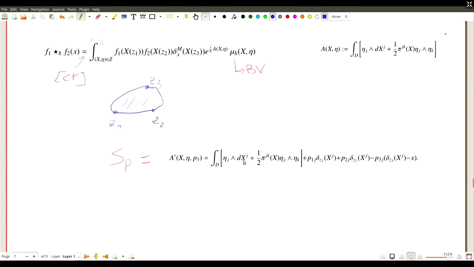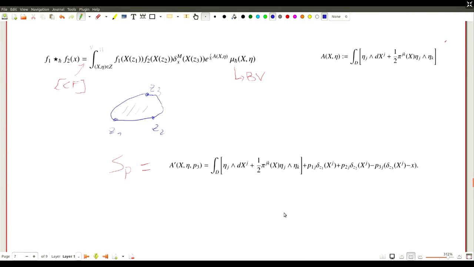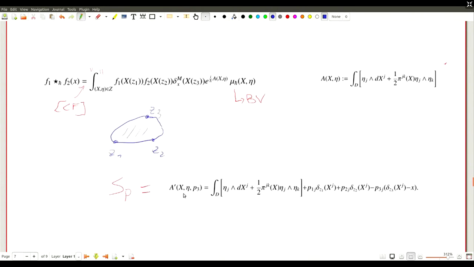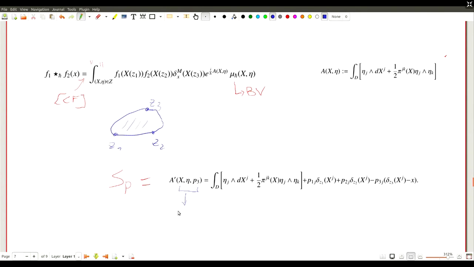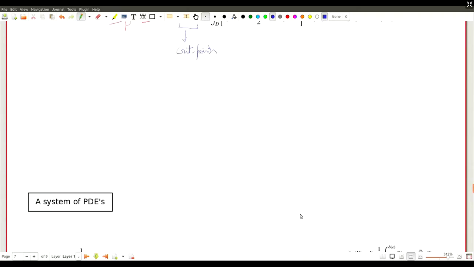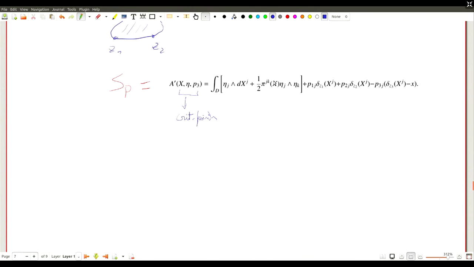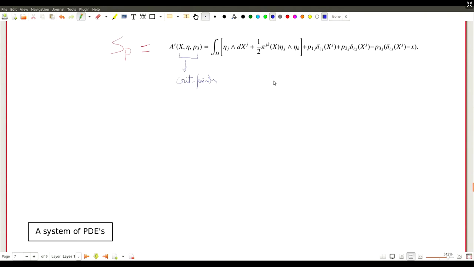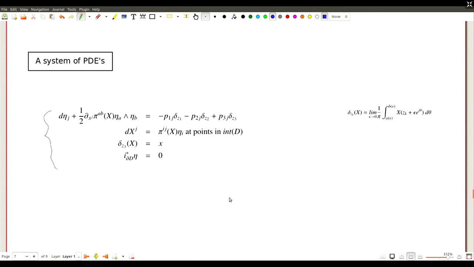So playing this heuristic game, you arrive at this modified action. You also know that this holds when these are critical points of this modified action. When you try to bring this down from the heuristic to something concrete, what you find is a system of PDEs. The system of PDEs is this one. What I want to point out is that these deltas appear, and also there is a kind of boundary condition that appears naturally.